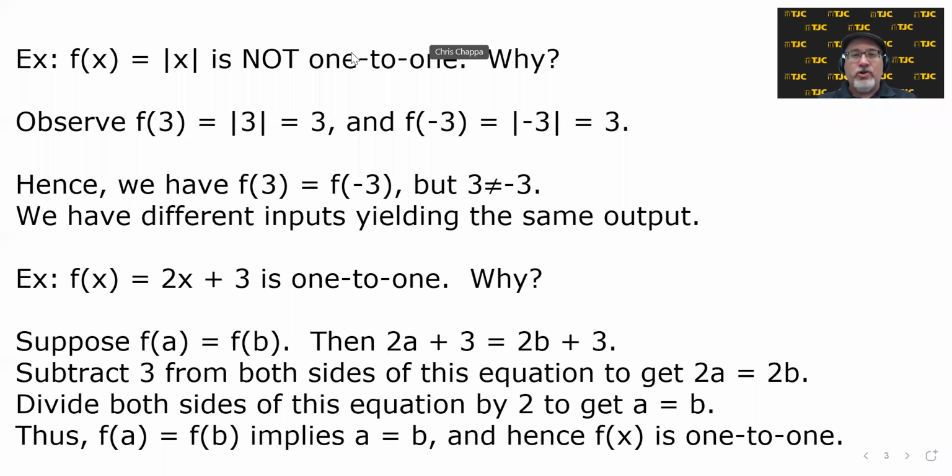In other words, we started here and we ended here. And so a equals b was a consequence of f of a equaling f of b. In other words, if we assumed that we had two equal outputs, that really meant that we had two equal inputs. And that's the definition of being 1 to 1.